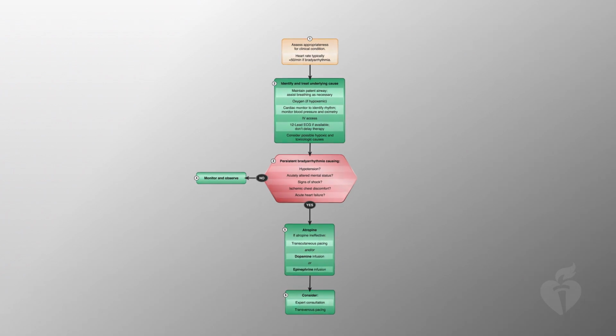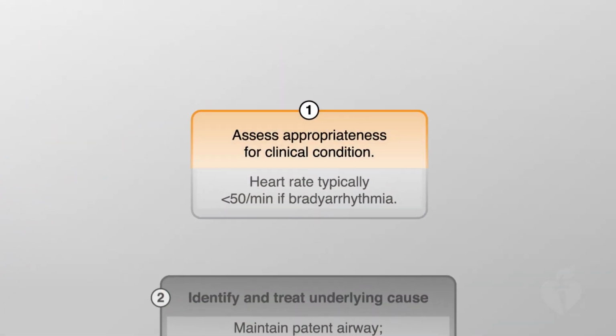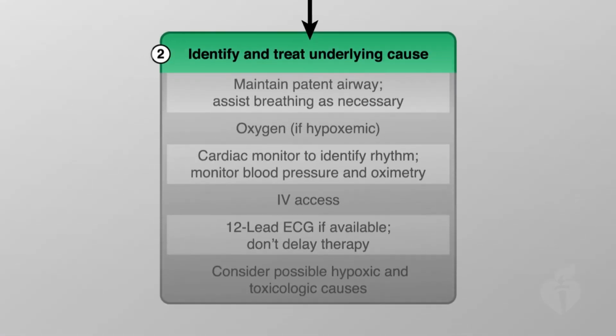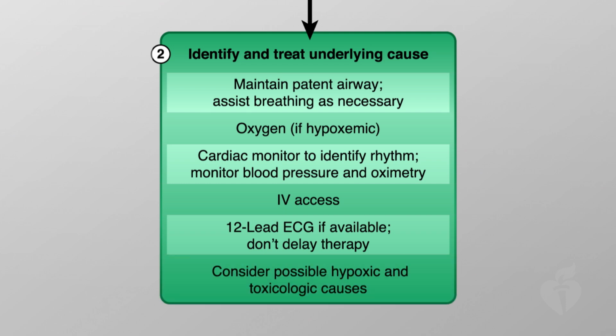The Bradycardia Algorithm outlines the steps for assessment and management of a patient presenting with symptomatic bradycardia with a pulse. Implementation of this algorithm begins with the identification of bradycardia, which is a heart rate less than 50 beats per minute. Once bradycardia has been identified, first steps include the components of the BLS assessment and primary assessment, such as supporting circulation and airway management, giving oxygen, monitoring the rhythm and vital signs, establishing IV access, and obtaining a 12-lead ECG if available. In addition, consider hypoxic and toxicologic causes.